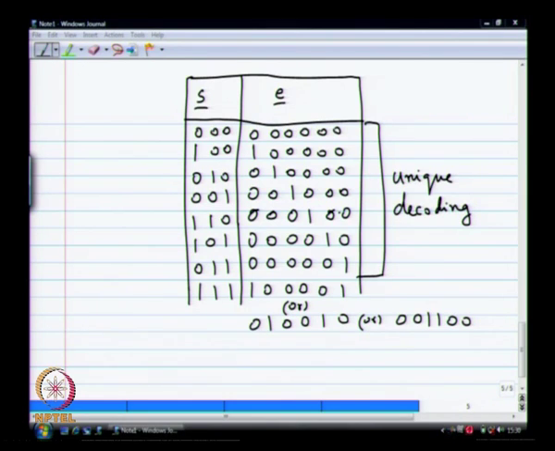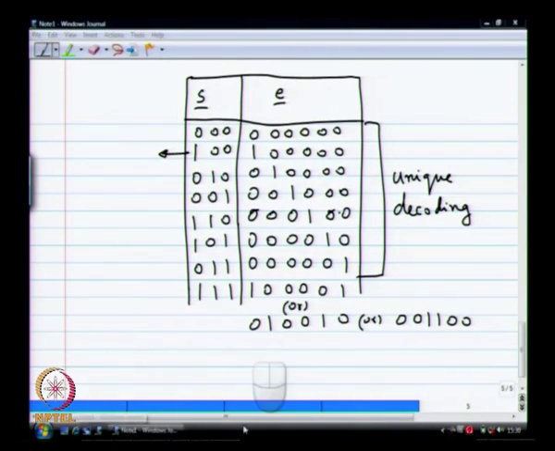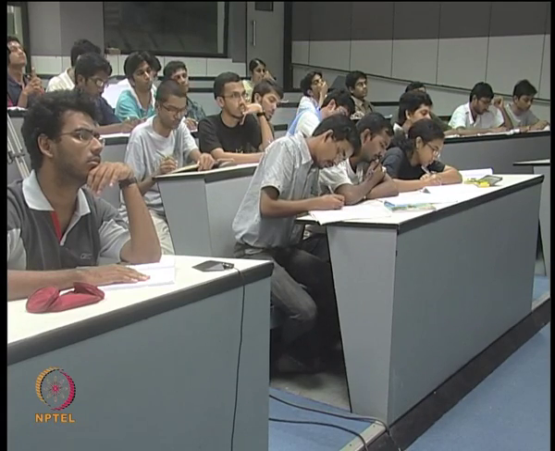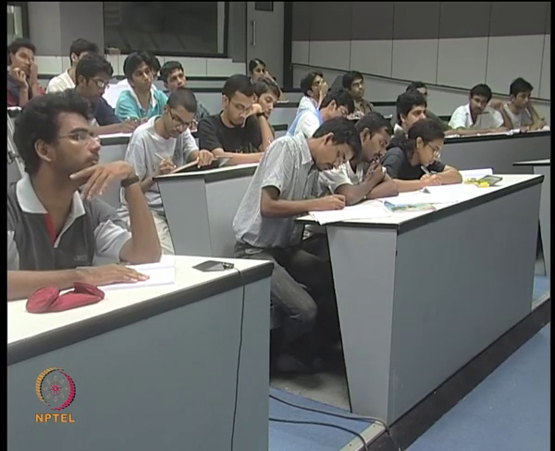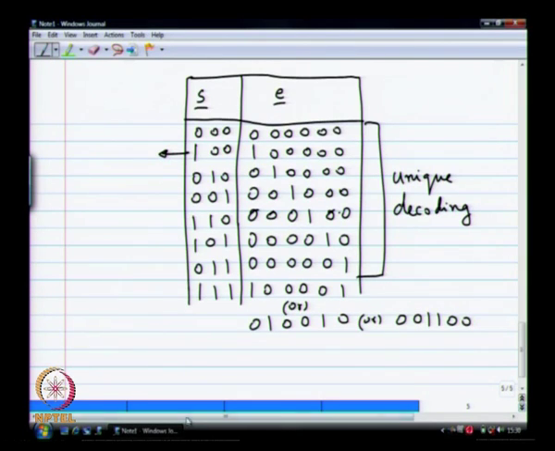So, if I say 2 errors, what happens? If I say my syndrome is 1 0 0, what are the other possibilities for 2 errors? What else can give me 1 0 0 if I allow for 2 errors? 1 and 4, 2 and 4, 3 and 5, right. All these guys will give you 1 0 0. So, 0 1 0 1 0 0 or 0 0 1 0 1 0.